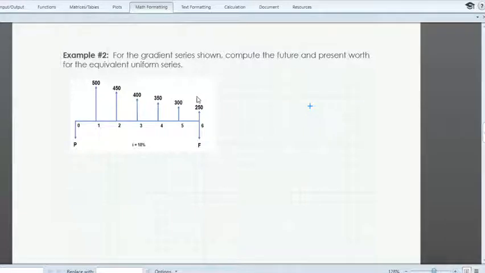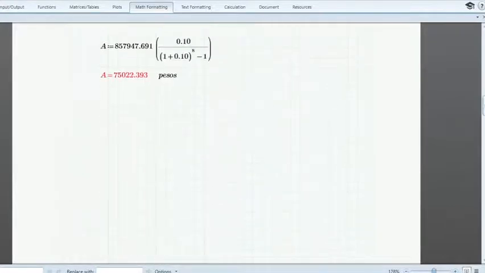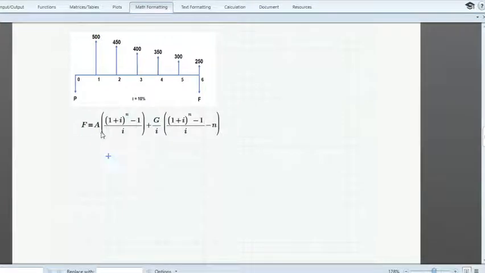O, kung 50 pesos yung difference, hindi naka-percent, ibig sabihin, siya ay arithmetic. Tama? Kung arithmetic siya, anong formula na meron tayo for arithmetic? Yung future. Itong ginamit natin kay example number 1. Tama? Diba this is also an arithmetic example, si number 1. So, ilagay natin dito sa baba. This is the formula for future. Palitan natin ng mga value.